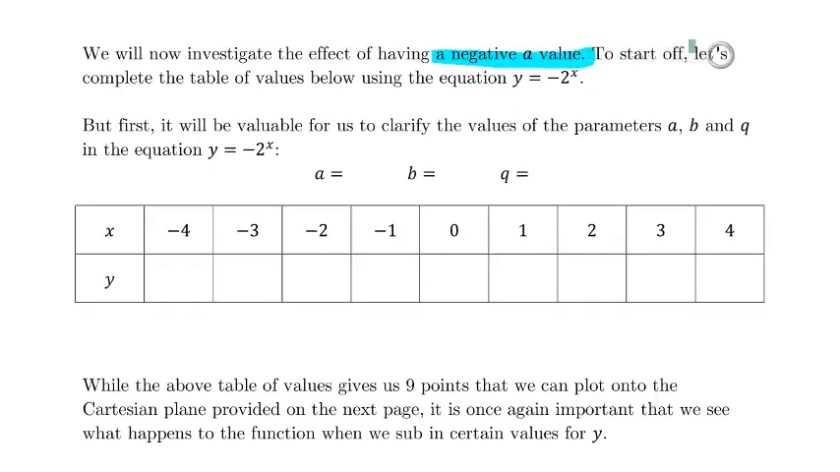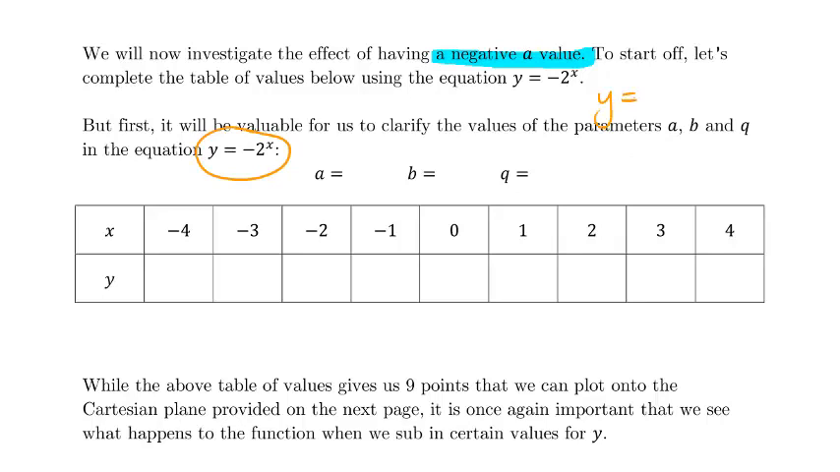To start off, let's complete the table of values below using the equation y is equal to minus 2 to the x. Oh, yes, guys, this does have a negative a value. Where is this negative a value? But first, it will be valuable for us to clarify the values of the parameters a, b, and q in the equation y equals minus 2 to the x.